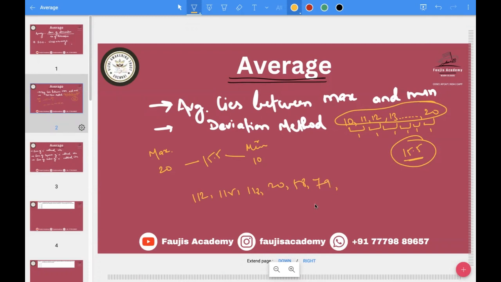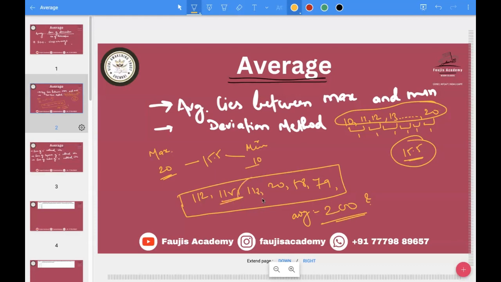If we find the average of these numbers, by any chance can we have the average as 200? Any chance can we have it? No, it can never be. What did I tell you? That it has to lie between max and min. Max is how much over here? 118. 200, right? It can never be beyond that.